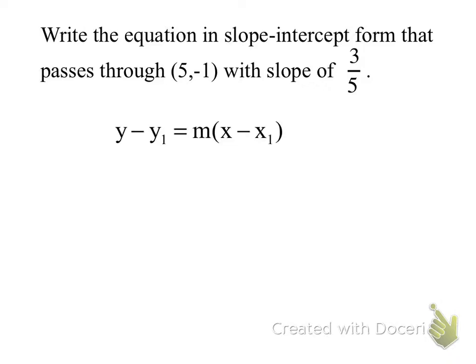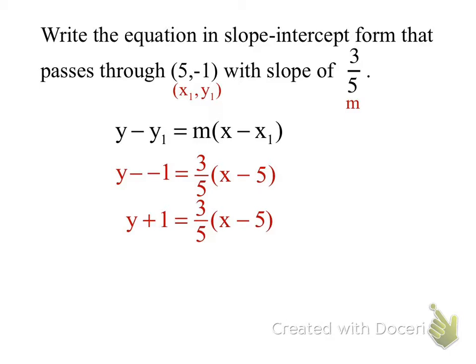If I'm doing this, I'm substituting in, what do I substitute, Trent? Y minus, it'll be y minus negative 1. Watch. Y minus negative 1 equals m times the quantity of x minus 5. Good. And when I distribute, I end up here.